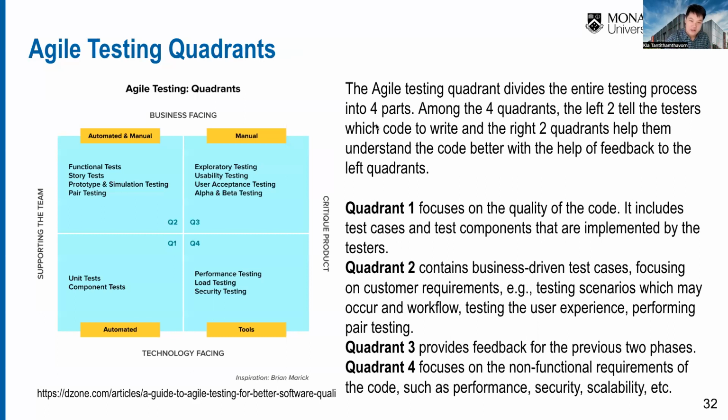Okay, so the first quadrant focuses on the quality of the code. The second quadrant focuses on the business-driven test cases. In the third quadrant, we provide feedback for the previous 2 phases, right? And in the fourth quadrant, we focus on the non-functional requirements, for example, performance, security, and scalability. All right. When we do agile testing, we will do it like this. Okay, focus on the code, on the business, feedback, and then the non-functional requirements.